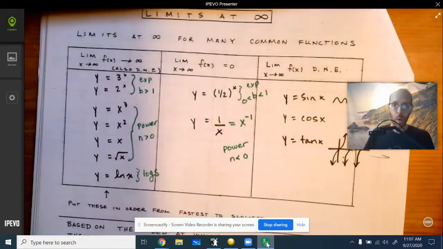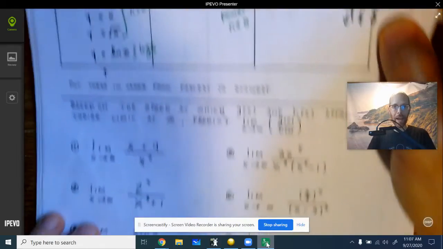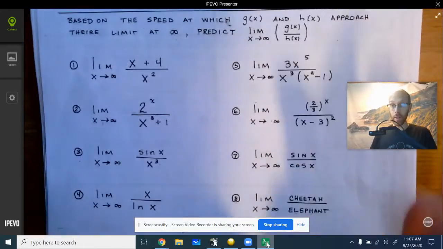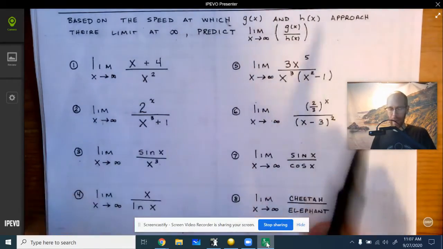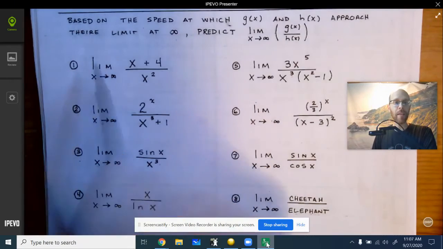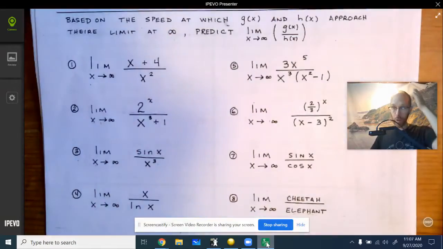All right, now, why are we doing this? We're doing this because it's going to help us solve these fraction problems. What we were just doing for the last 5 minutes is set up for what's going to happen now. All right, so let me give you an example. Look at the first one. It says, take the limit as x goes to infinity of x plus 4 over x squared.